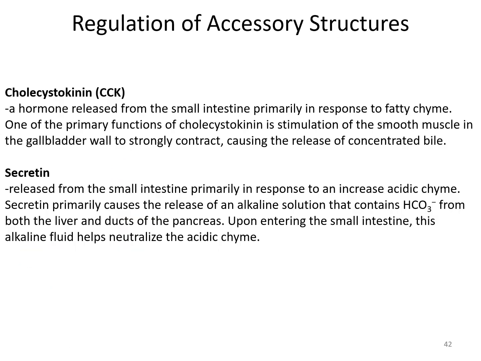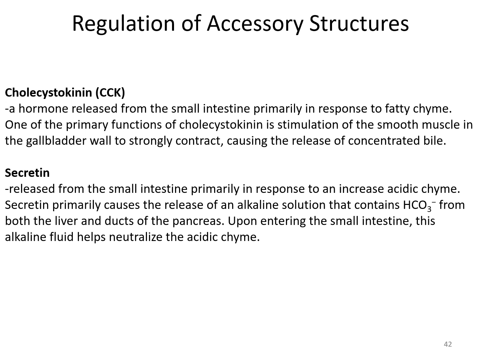Alright, regulation of accessory structures. Cholecystokinin is a hormone that gets released from the small intestine, mostly in response to fatty chyme. So if you eat a meal that's got more fat than usual, you're going to get the release of cholecystokinin. The main job of cholecystokinin is to stimulate the smooth muscle in the gallbladder to contract, so we get the release of more concentrated bile. That bile is going to be important for breaking down that fatty meal.